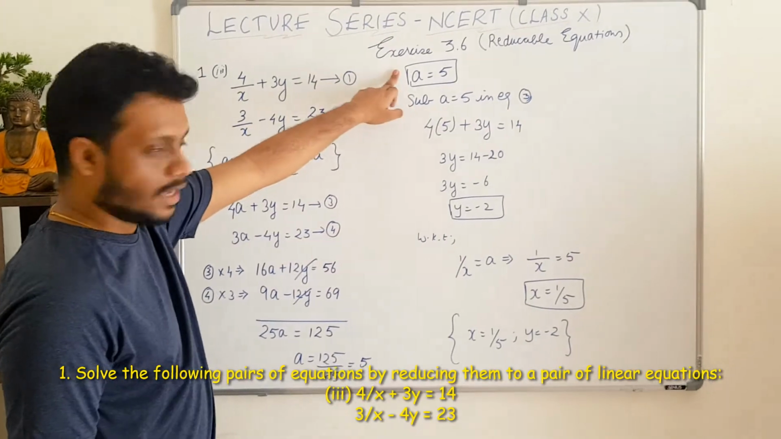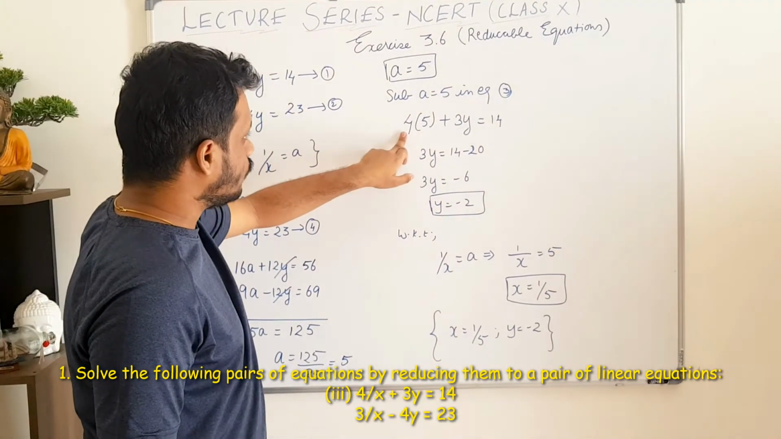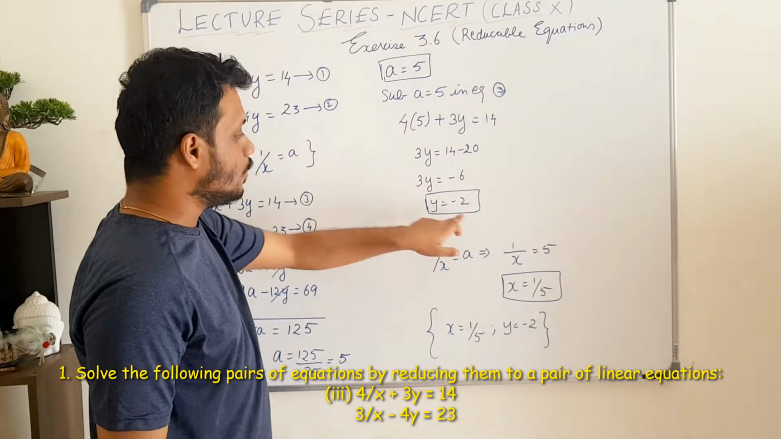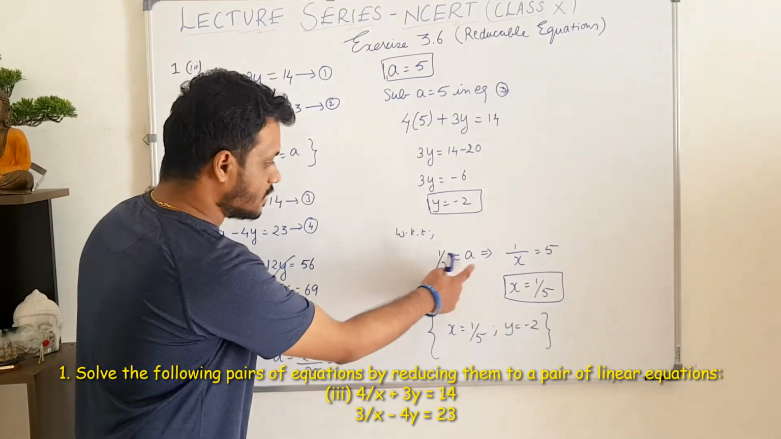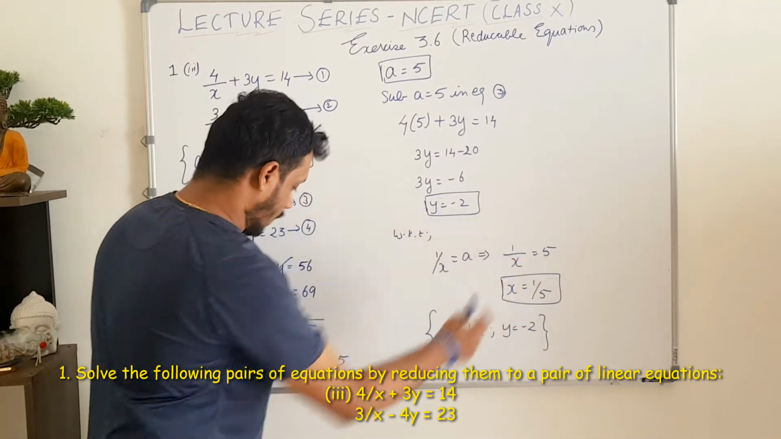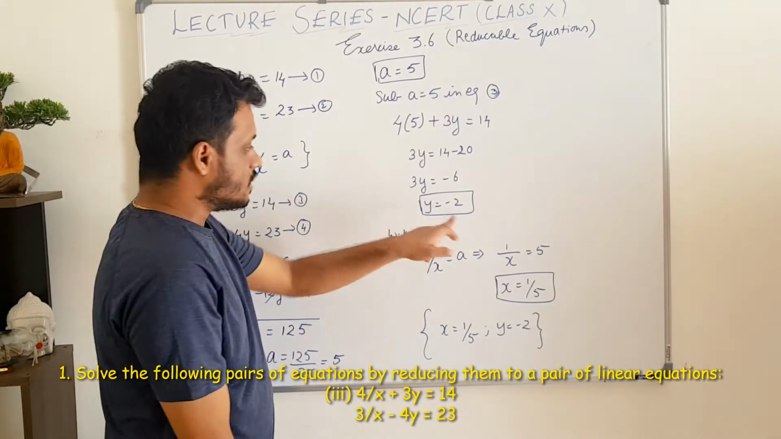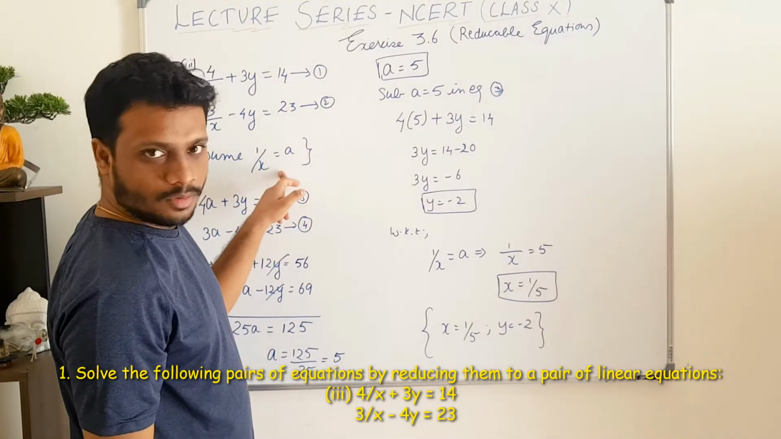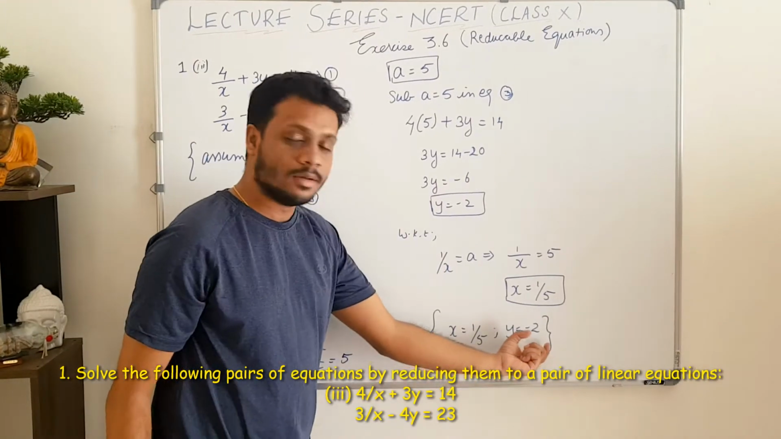So after obtaining a as 5, I substitute a equal to 5 in equation 3. When I substitute a is equal to 5, I get 3y is equal to 14 minus 20, which is y would be minus 2. So we know that assumption was made only for x. So I assume 1 by x is equal to a. So 1 by x would be 5 because a is 5. So I get x as 1 by 5 and y is directly obtained because we didn't assume any variable for y, so we get y as minus 2 directly. So the solution is 1 by 5 and minus 2.